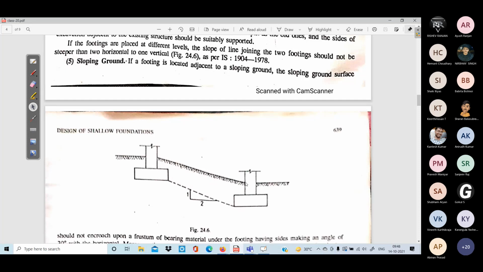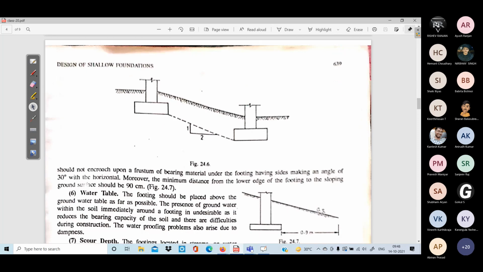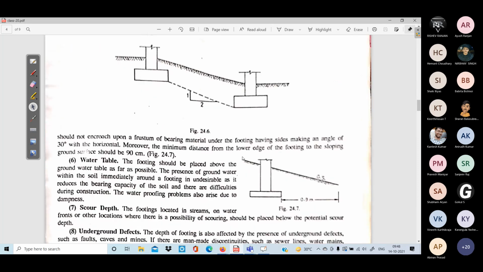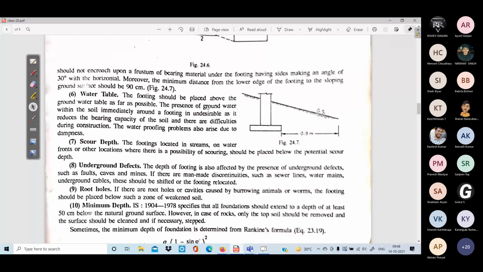Both are at the same level. We are giving the proper depth, so we are maintaining the proper depth. Otherwise, what happens? This will topple. Generally, the slope angle may be 30 degrees. Moreover, the minimum distance of the footing from the sloping ground should be 19 centimeters, and we should see that the footing is above the groundwater table as far as possible.